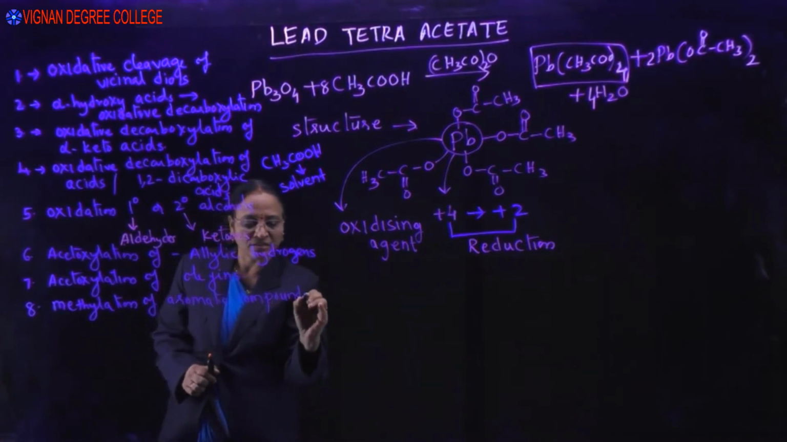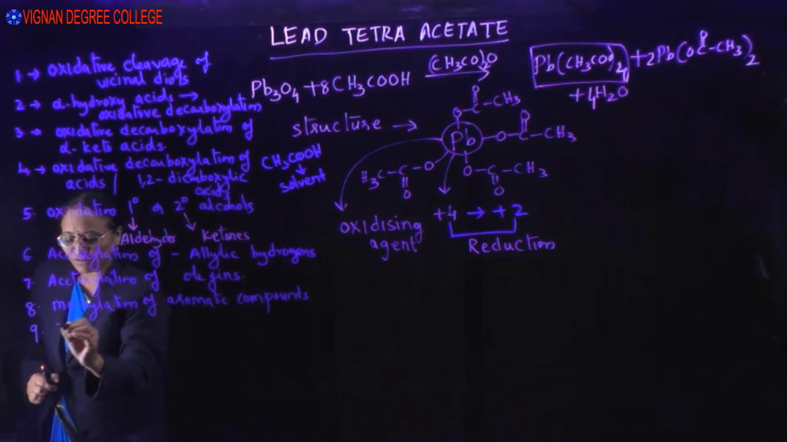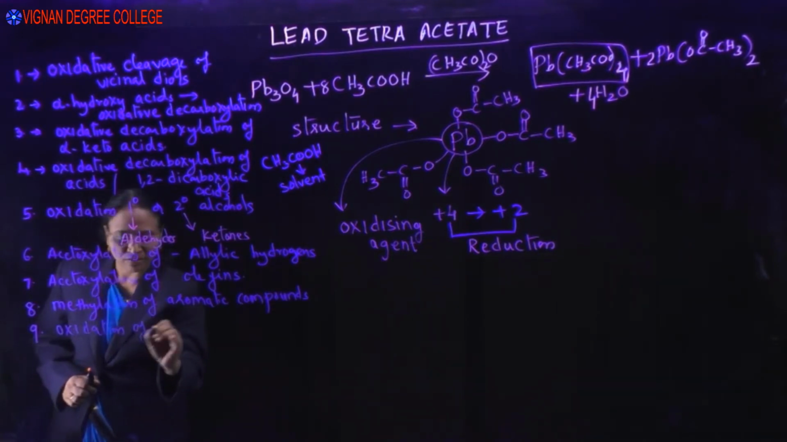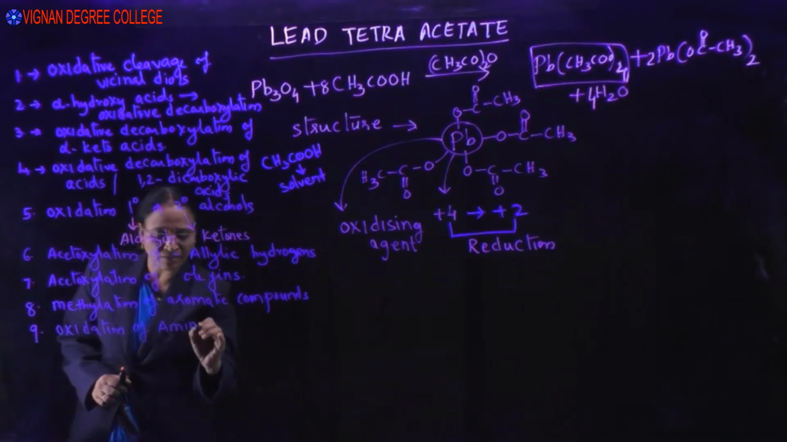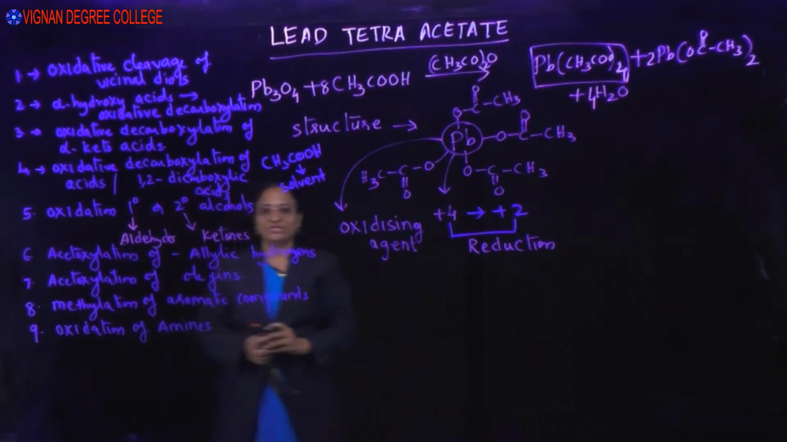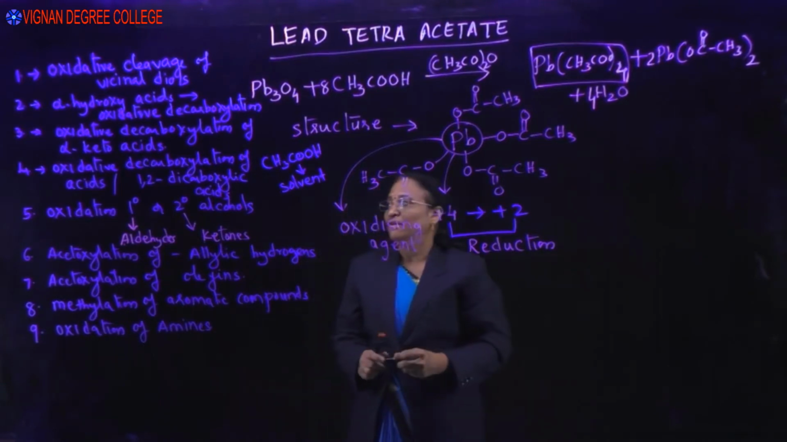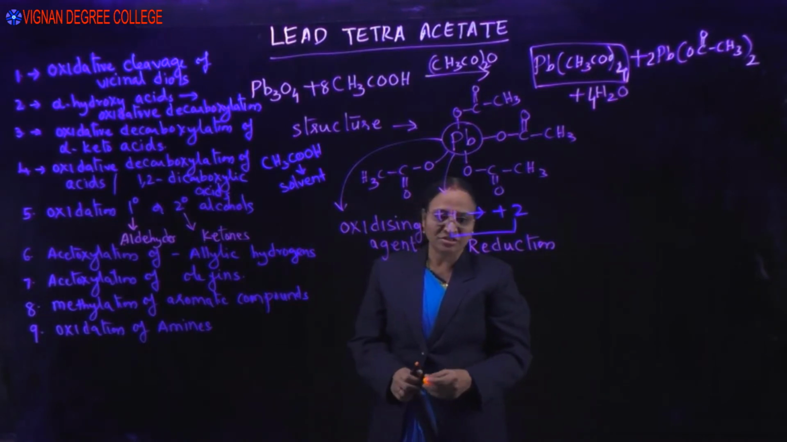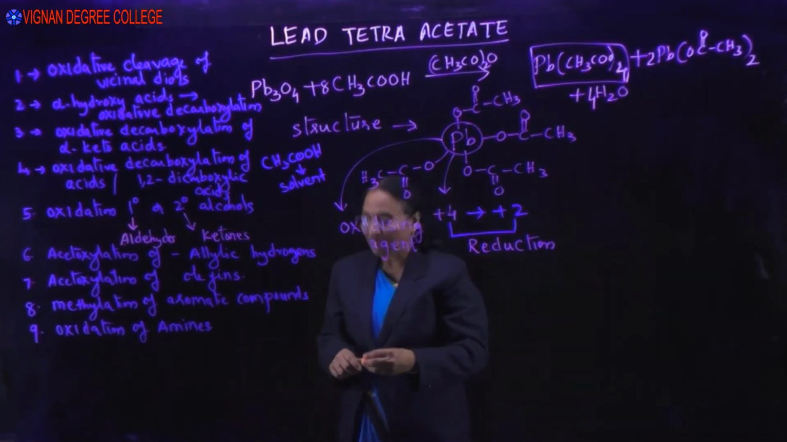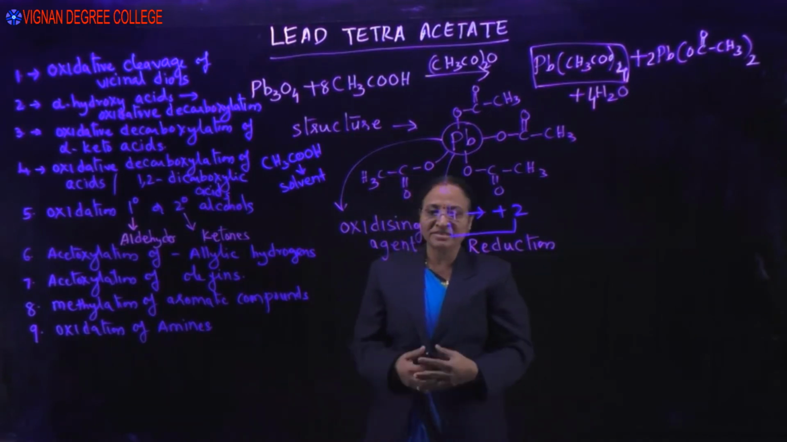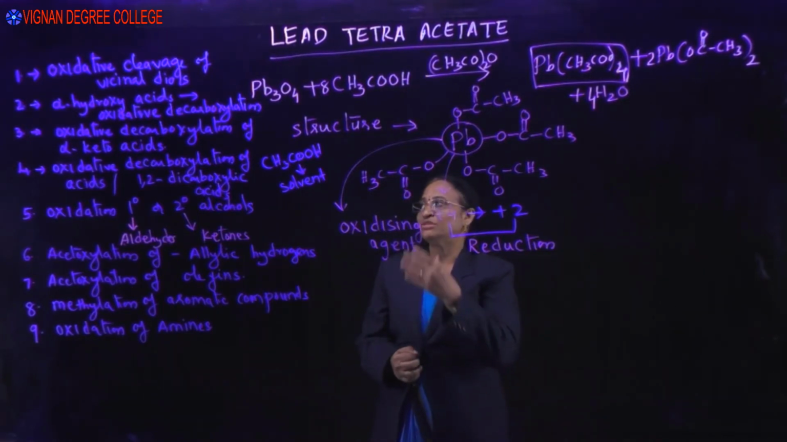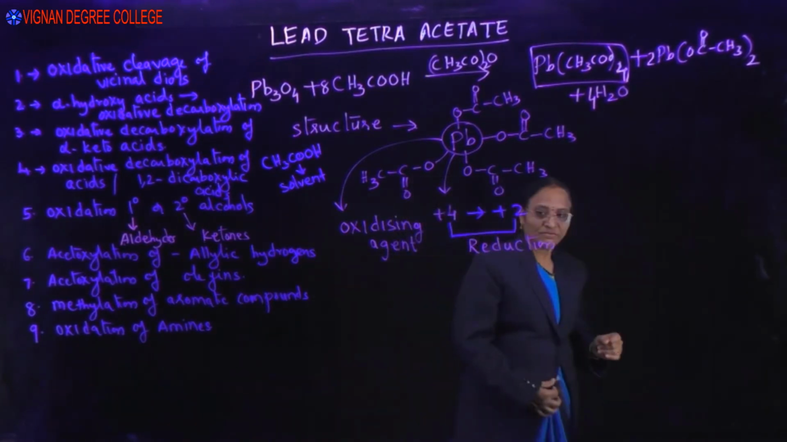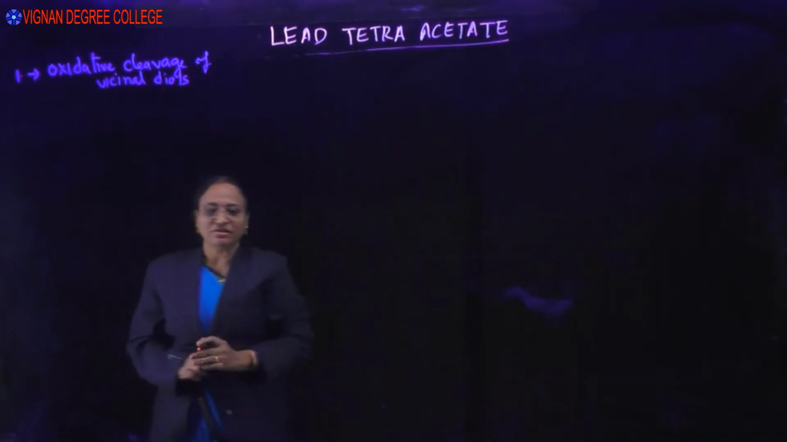And next, the most important, it can also be used for oxidation of amines, where you get different products depending upon the type of the amine that you are using. So these are the various ways in which lead tetraacetate can participate in oxidation. We'll see one by one the mechanism and the product formed by the oxidation using lead tetraacetate. First, oxidative cleavage of vicinal diols.